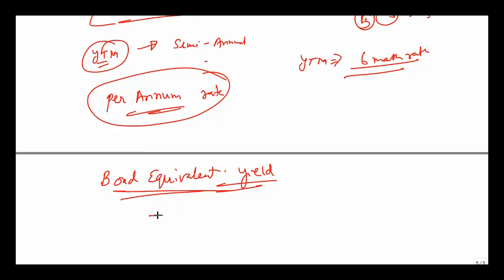Bond equivalent yield is very basic. It says that the bond equivalent yield is 2 times the semi-annual yield. So I would add this over here. It is 2 times the effective semi-annual yield. So that is your bond equivalent yield.